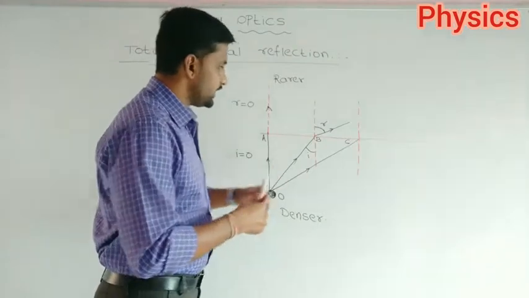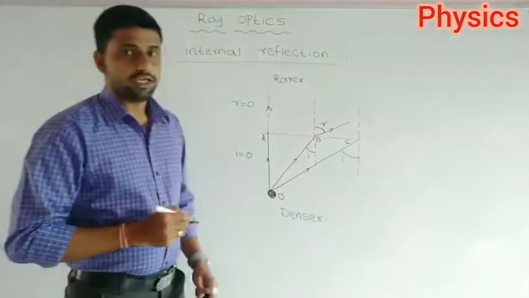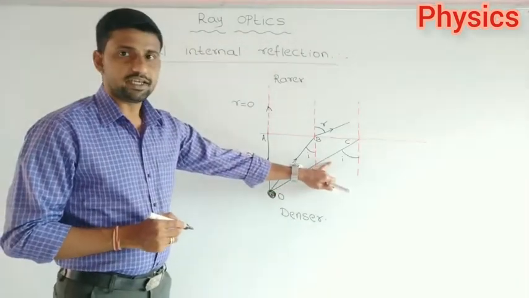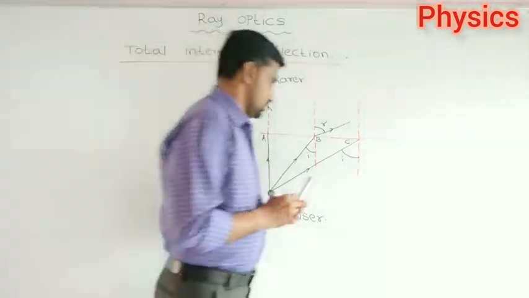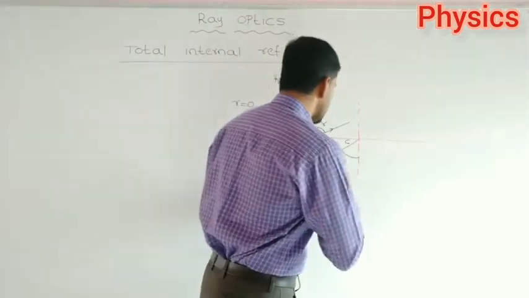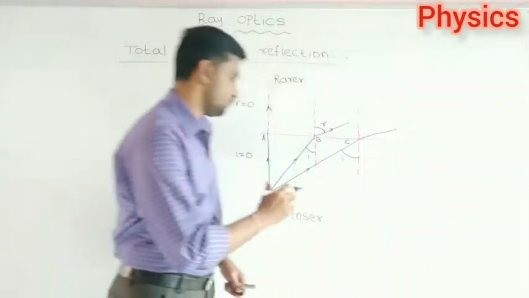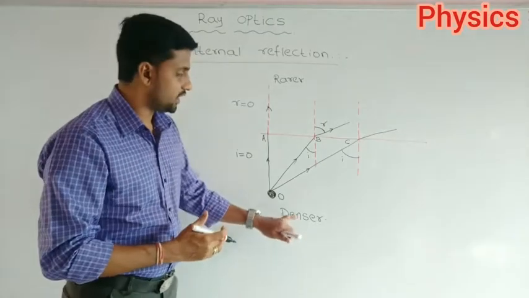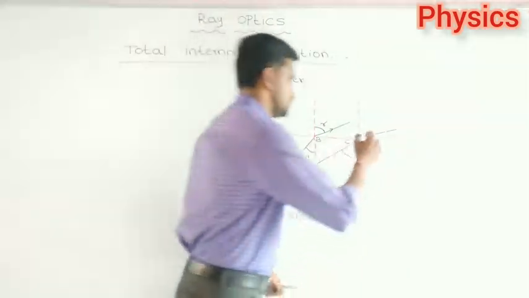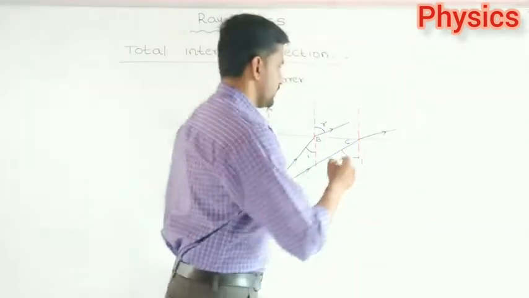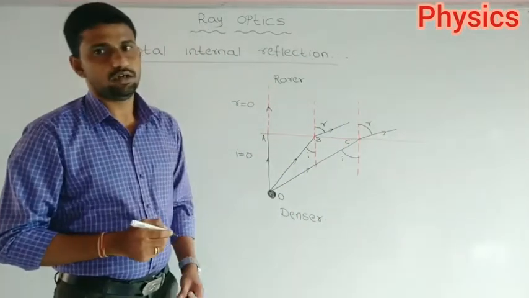Now the angle between the incident ray and the normal, that one I am taking as I. If the angle of incidence is increased, then the angle of refraction also increases. So again it will bend away from the normal. When the ray of light travels from one medium to another, here from denser to rarer, it will bend away from the normal. So this is the refracted ray, and the angle between the normal and the refracted ray is taken as R.